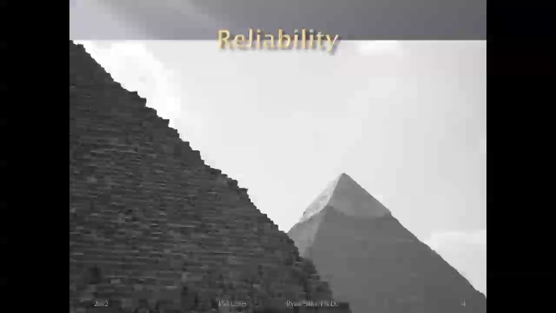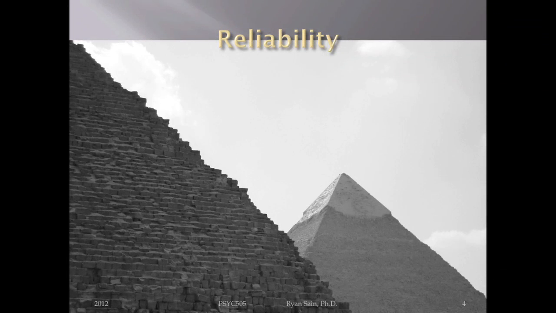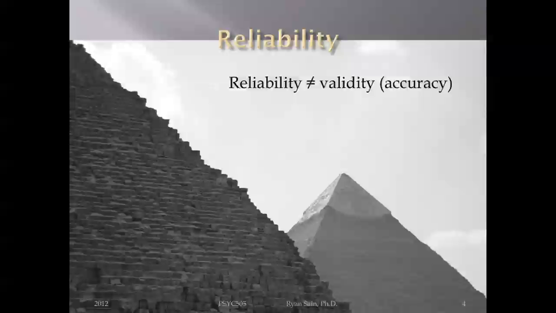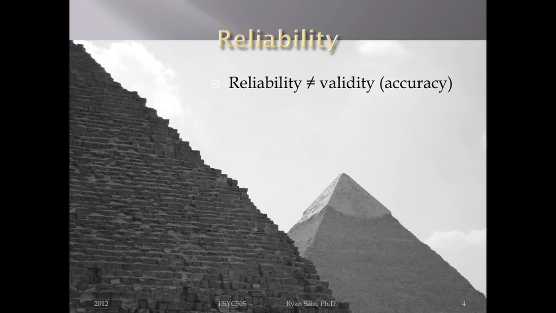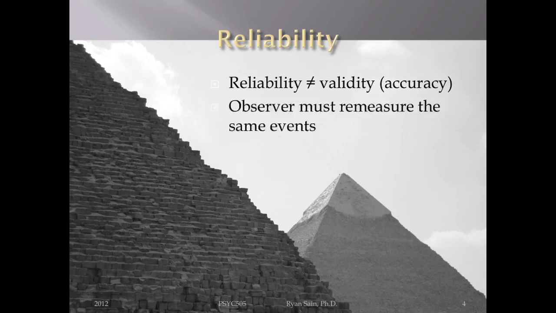So let's look at reliability, because ultimately what we're going to get at here is inter-observer agreement or inter-rater reliability. So right off the bat, reliability is not equal to validity. Reliability is getting the same measure, right? Validity is measuring something accurately, right? So ultimately, what we're saying here with reliability is that the observer must remeasure the same events.